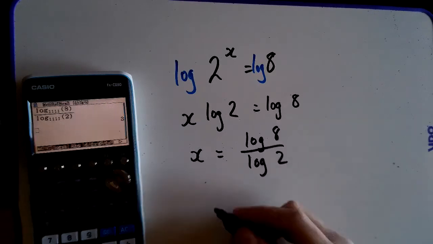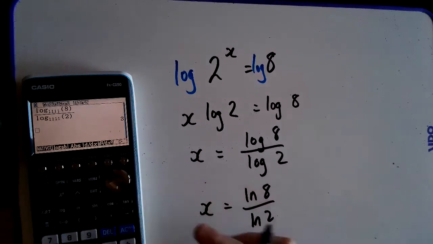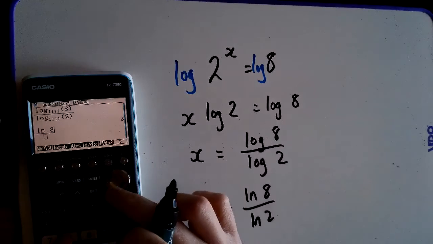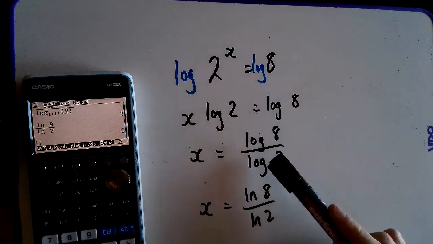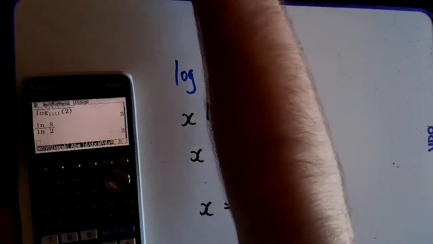Or the other common one is log base e, which is ln. So ln 8 over ln 2. Again, let's just show you that that works. ln 8 over ln 2, again, should just give us 3. So if you don't like using bases on your logs, then this is how you can do it. Just either use a general log or use an ln.